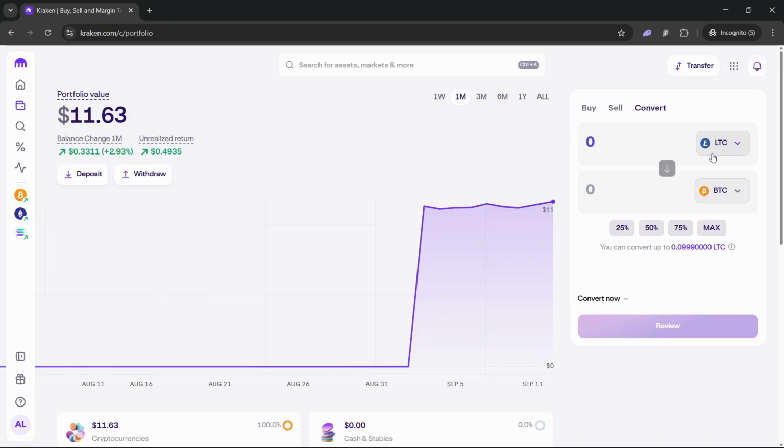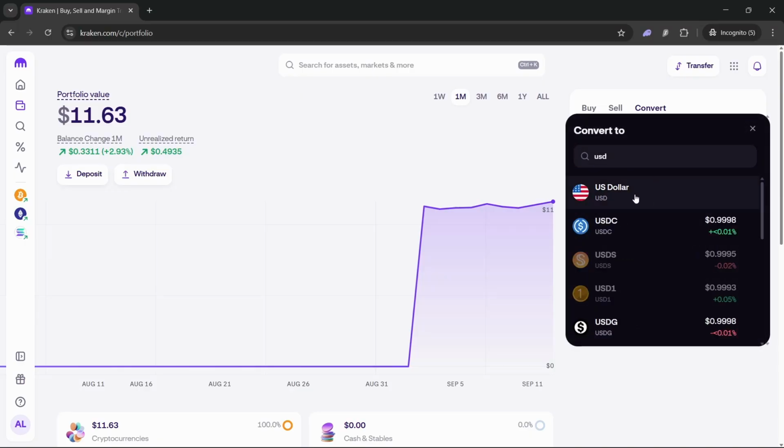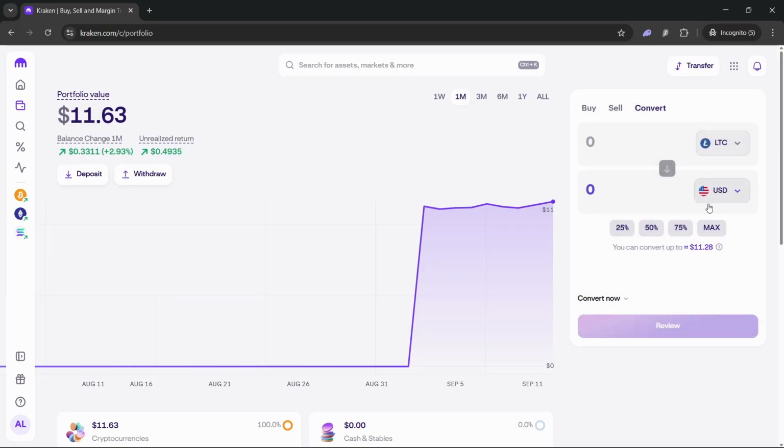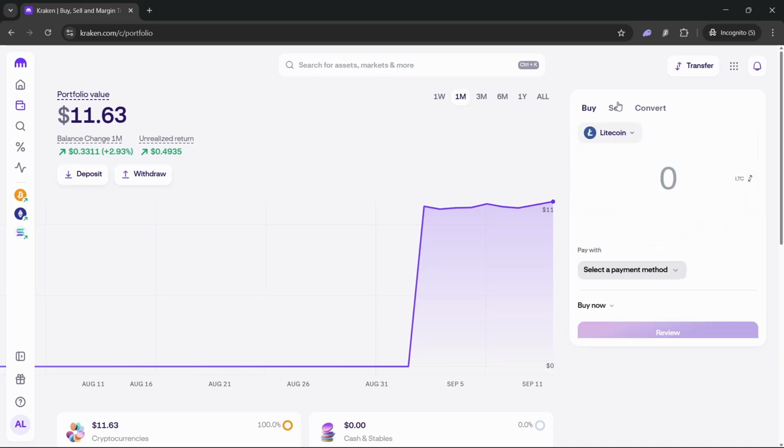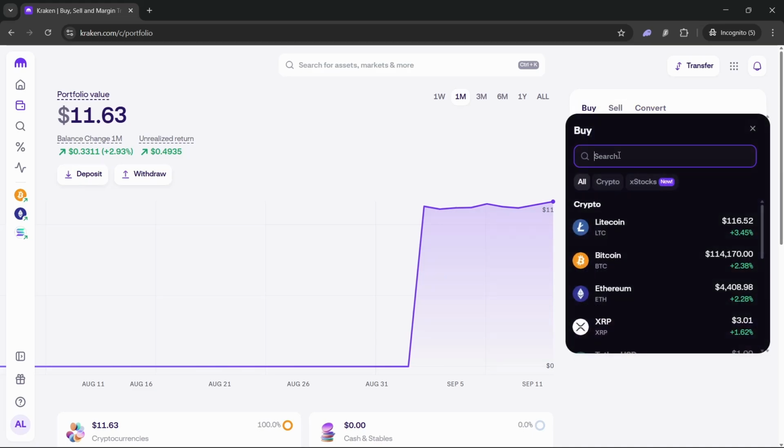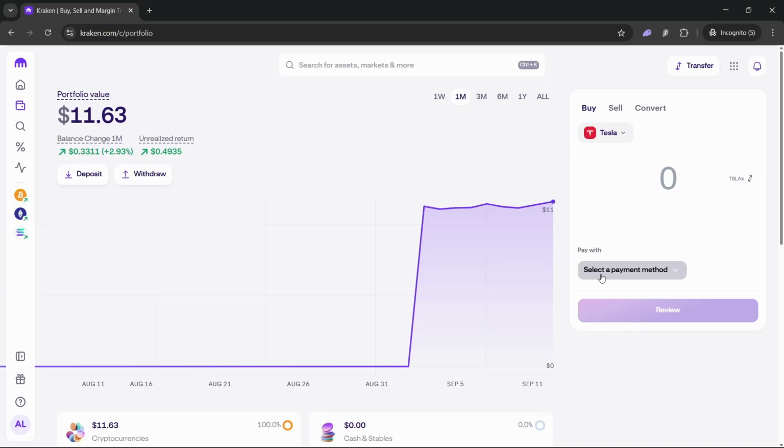Let's say you want to buy using Bitcoin, or I don't know, in my case, for example, I have Litecoin, so I could just sell it to USD or any fiat currency, and this way I will get USD, which I can later spend on the Tesla stock. So that's how you can buy Tesla stocks using Kraken.